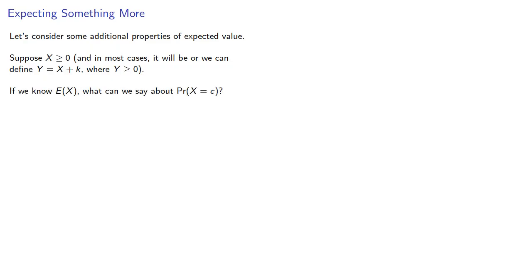Let's consider some additional properties of expected value. Suppose our random variable is always non-negative, and in most cases it will be, or if not, we can define a new random variable equal to x plus some constant, where the new random variable will be non-negative. If we know the expected value of x, what can we say about the probability of x being equal to any given value?